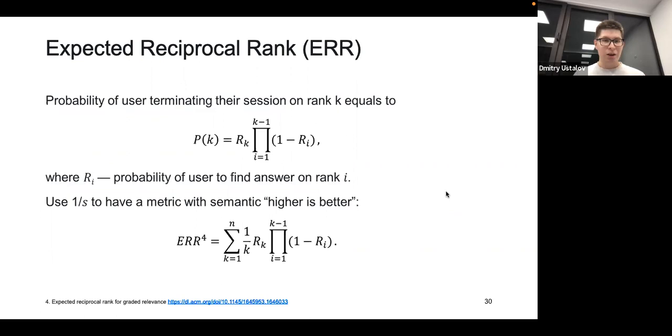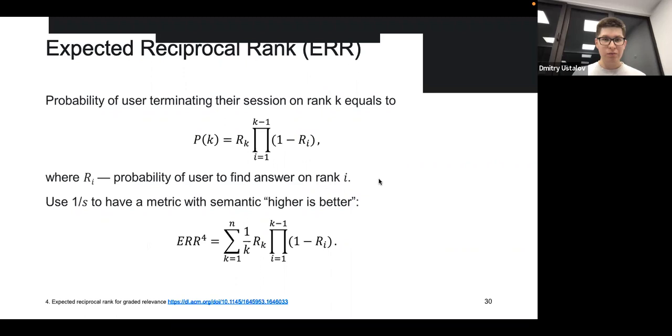And here is the formulation. So you have the probability of the user terminating their session at item number K. And here is the metric that takes into account this behavior. So this is the entire number computed using the metric called ERR, or expected reciprocal rank. It explicitly takes into account this behavior of giving up. That's very important.